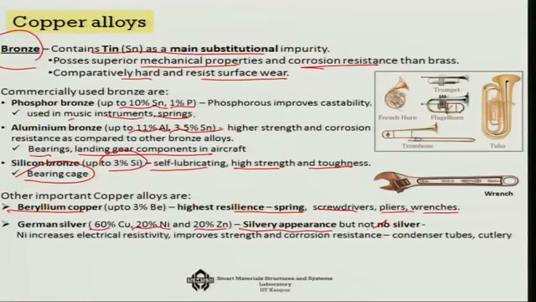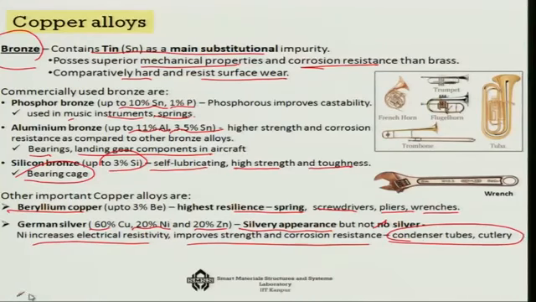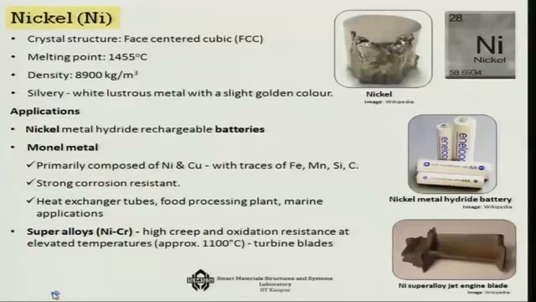Because it needs copper, nickel and zinc, and the nickel increases the electrical resistivity, improves strength and corrosion resistance. So, it is not only used for this type of things, but also used for condenser tubes, cutleries, etc. The German silver has a considerable amount of copper, some amount of nickel and some amount of zinc in it. So, that is about the copper alloys.